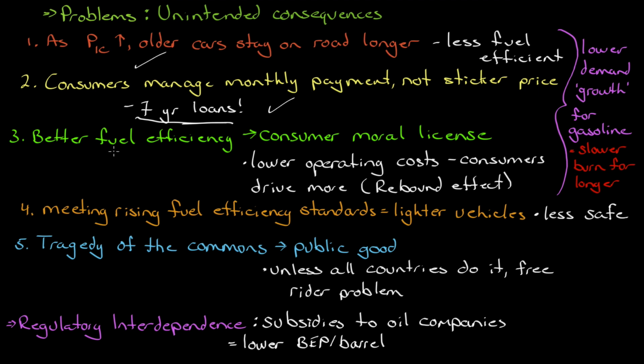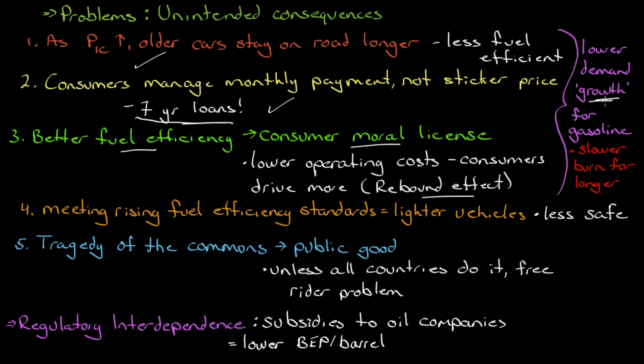Number 3, better fuel efficiency, consumer moral license. What does that mean? Well, we have lower operating costs, so consumers can drive more. It's called a rebound effect. And if you combine 1, 2, and 3 together, you have lower demand growth for gasoline. Notice we don't say lower demand for gasoline, it's lower demand growth for gasoline. You'll slow down the growth in demand as the population increases, as more cars hit the road. Growth will just slow down.